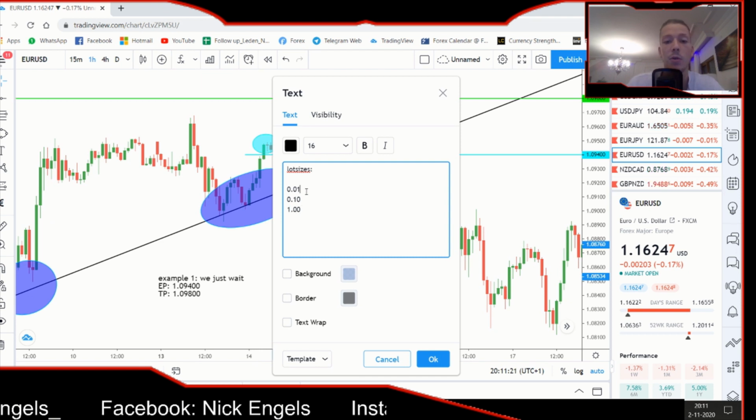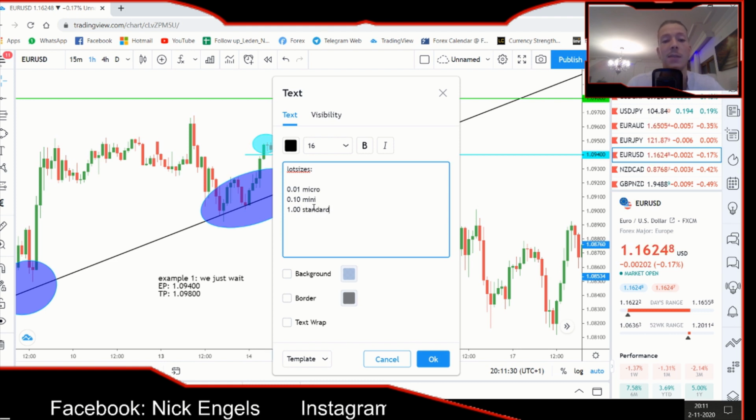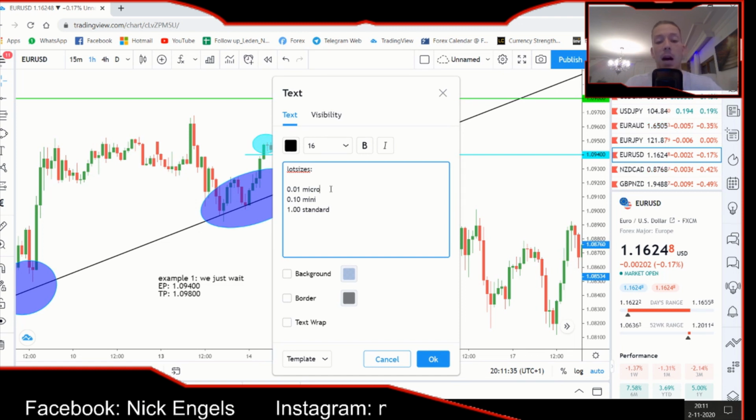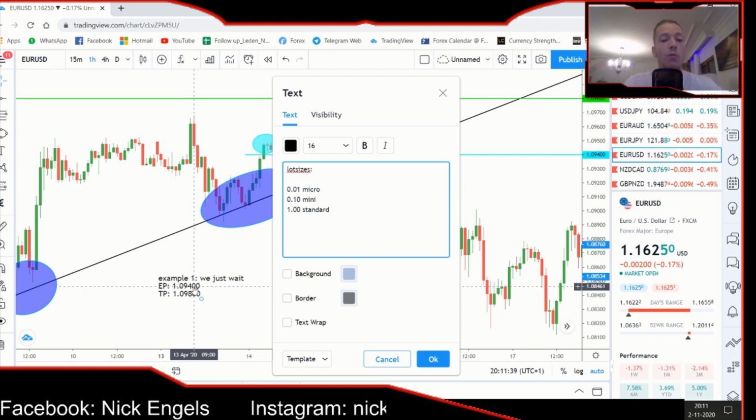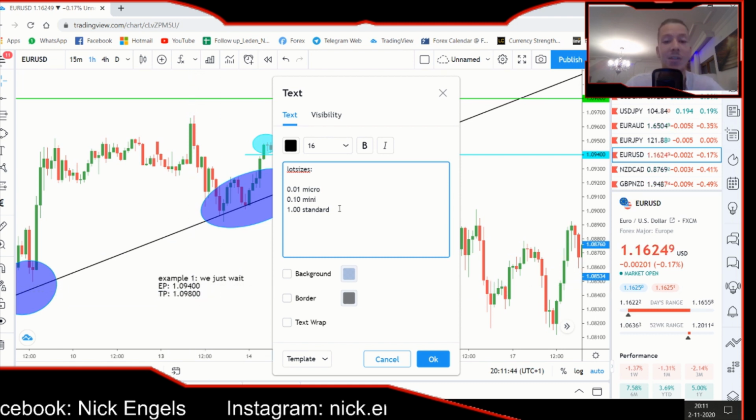The 0.01 is what we call a micro lot. The 0.10 is what we call a mini lot. And this 1.00 is what we call a standard lot. Depending on the lot size you use, you will get paid out a different amount of dollars for the amount of pips, the amount of movement in the market you take. To keep it easy, for exemplary purposes, we will just take this 0.10 mini lot size as an example, as this stands for $1 per pip.